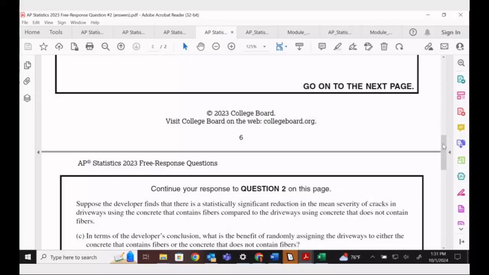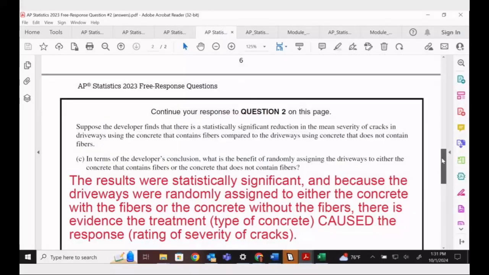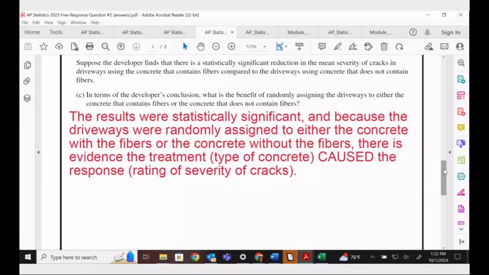To determine cause. There were two things that they were looking for on this particular question. We want to see cause and effect, but we always have to put everything in what? Always put it in context. So specifically, what causes what? Yes, whether or not it contains fibers affects or causes the rating of the severity of the cracks. So there were two things that they were looking for in a fully correct answer here. You had to have both of those pieces.